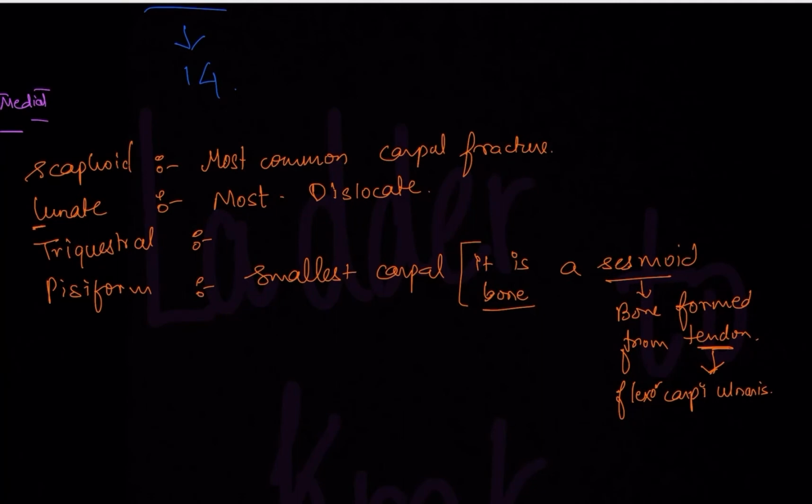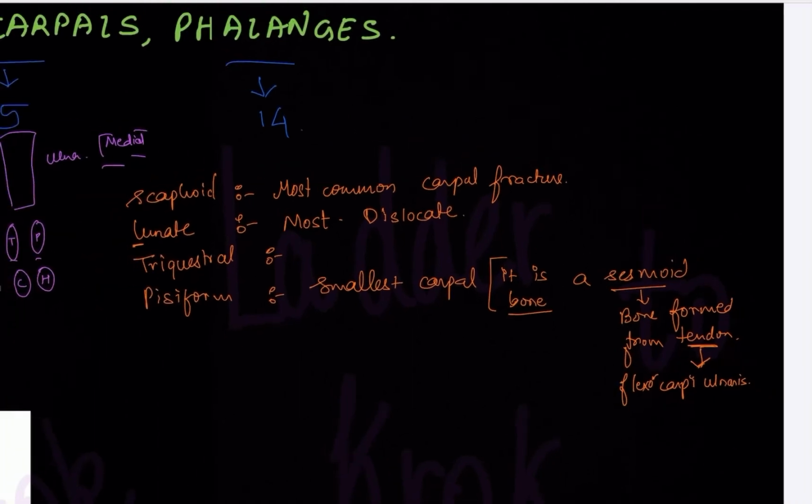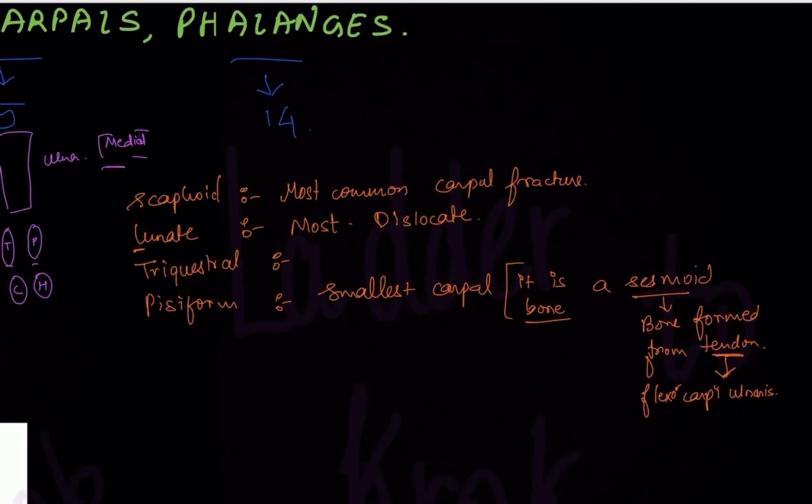You have more bones which are sesamoid. There are 4 bones in total. We will be doing them later on, whenever that topic comes, like they are present in the lower limb. So when we do the lower limb, I'll explain it there. Okay. So now we are done with the proximal parts.